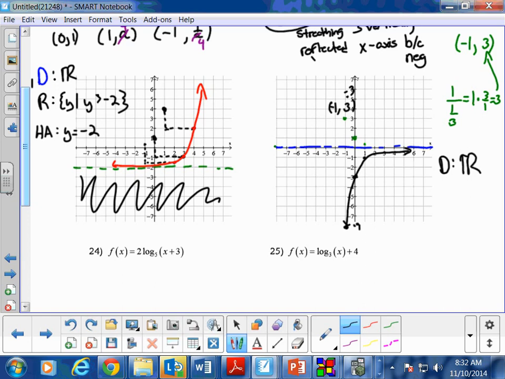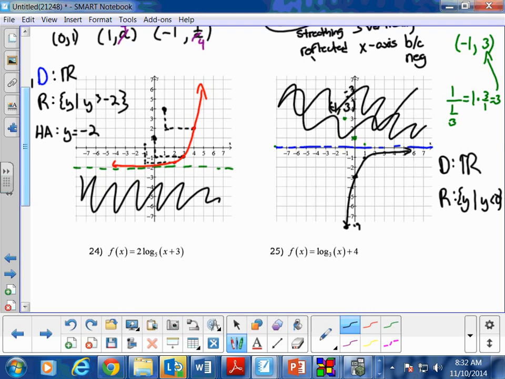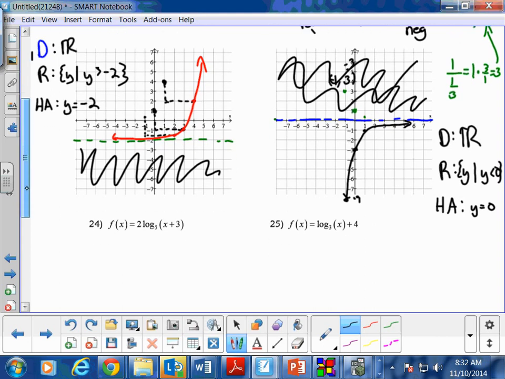Now the range on this one is going to be different. This is going to be y such that y is everything less than 0, because if you notice, there's nothing up here. There's no range there. And this one has a horizontal asymptote at y equals 0 because there was no change in there. With exponentials, you always have that unless it's been transformed. Okay, good.